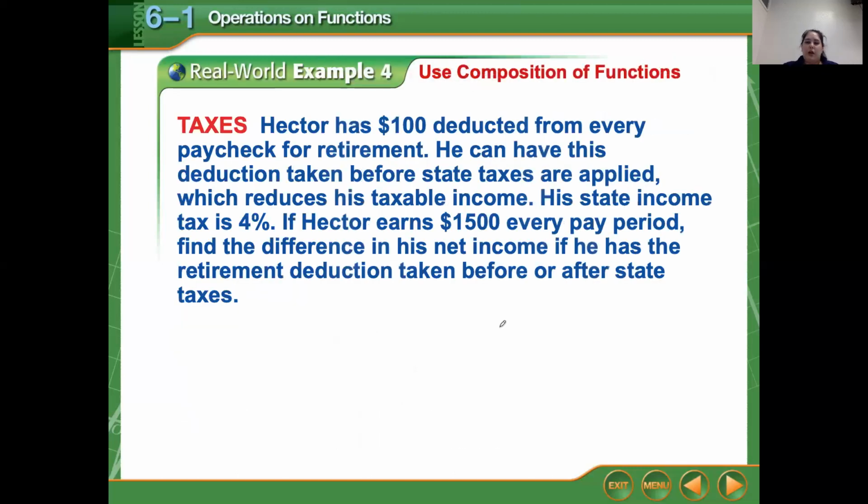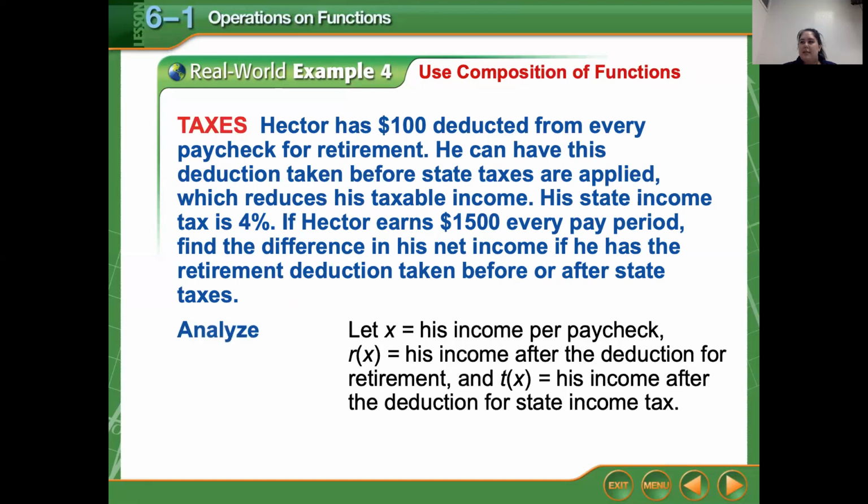Moving on to our real-world examples. We have here Hector has $100 deducted from his paycheck for retirement. He can have this deduction taken before state taxes are applied, which reduces his taxable income. His state income tax is 4%. If Hector earns $1,500 every pay period, find the difference in his net income if he has the retirement deduction taken before or after state taxes.